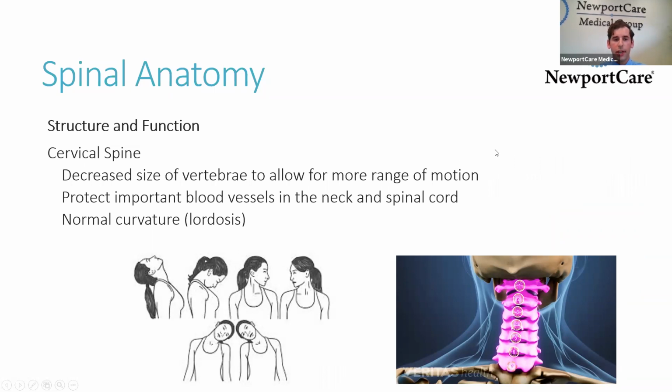The vertebrae in the cervical spine also serve an important function for protecting the blood vessels that go to the neck and the brain, as well as the spinal cord, and has a normal curvature called lordosis, which we'll look at in a moment. Here on the left, we can see some normal ranges of motion in the cervical spine. We have some flexion and extension, side-to-side rotation, and lateral bending.